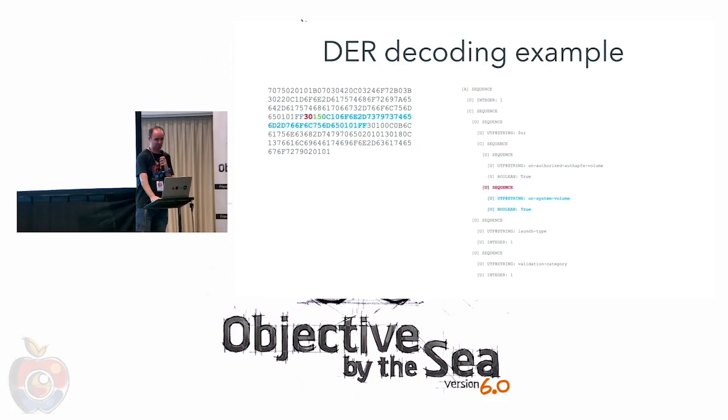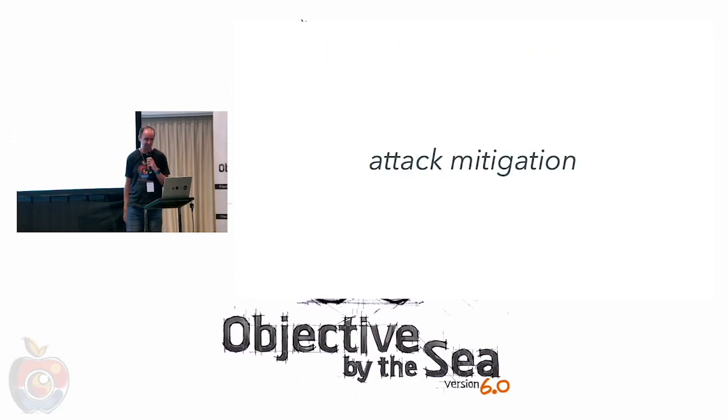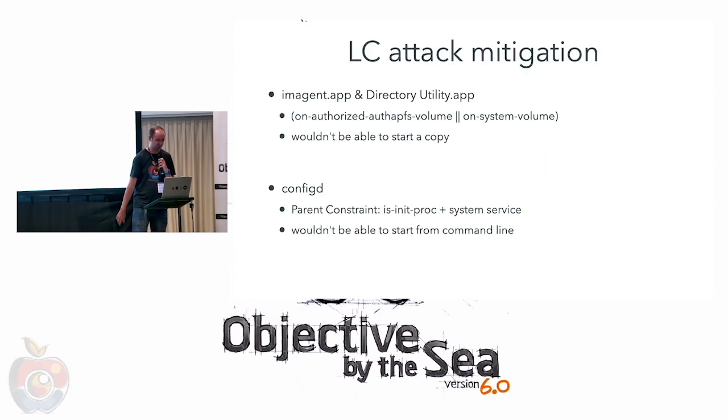And then we go forward, again, another sequence with a string, another Boolean, more sequence, and we can decode it this way. And basically, all this stuff will give us, anyhow, unauthorized APFS volume or system volume and launch type 1 and validation category 1. So, attack mitigation.